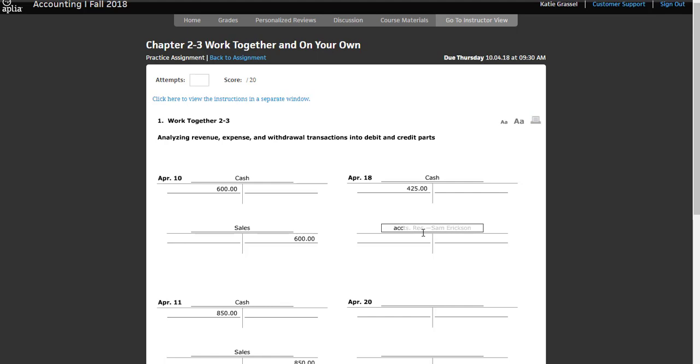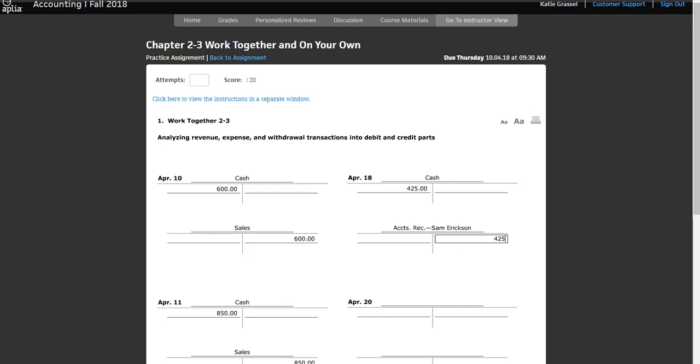Then we have our next one. We have accounts receivable, Sam Erickson. Does Sam Erickson owe us more money or less money? He owes us less, so it's going to go down. Remember, for accounts receivable, we just go through and ask, do they owe us more money or less money? And the same thing for accounts payable.